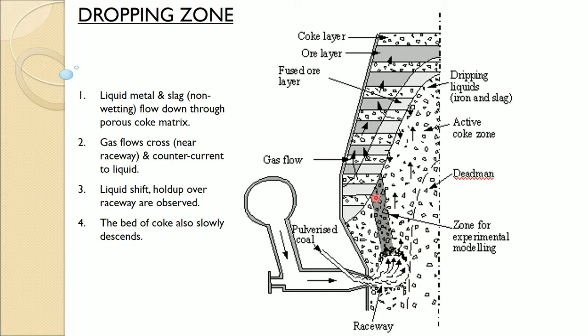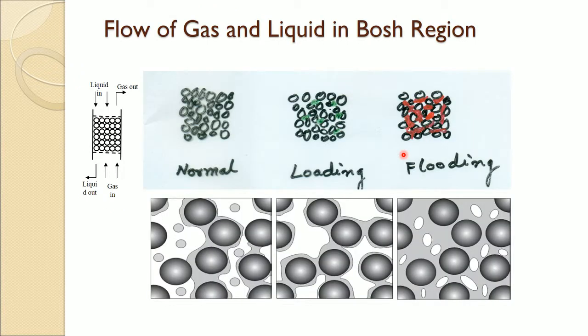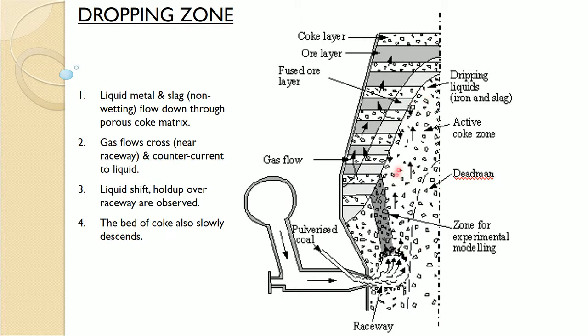So, we will be talking in a more detailed way about this region in the next few slides, and seeing how this zone affects the performance of the blast furnace. So, the first one is about the flow of gas and liquid in the Bosh region. As you know, this region is known as the dropping zone, or the Bosh region we call it.